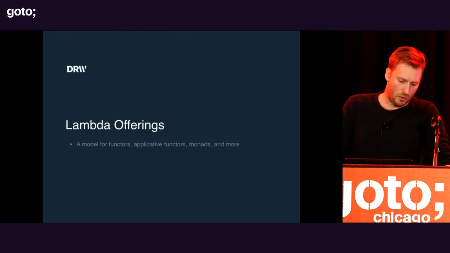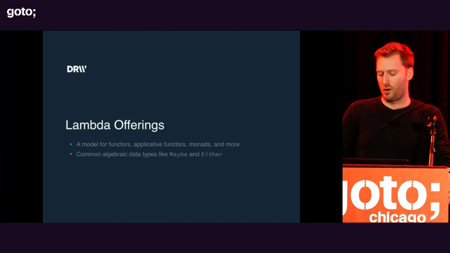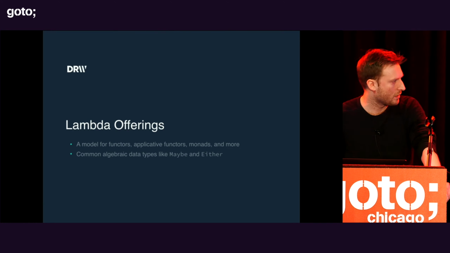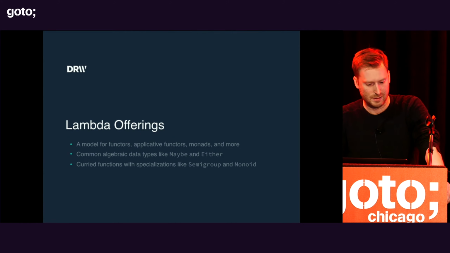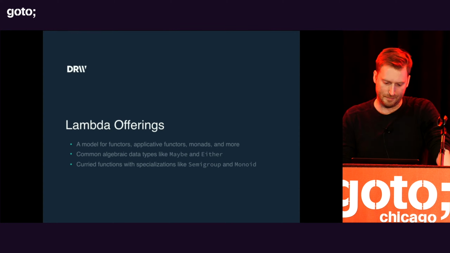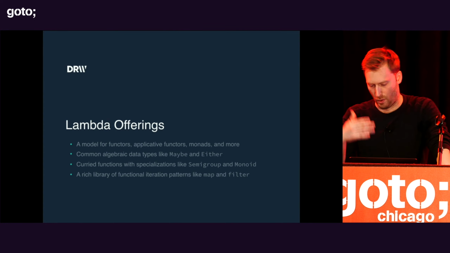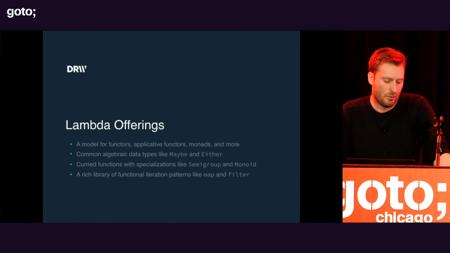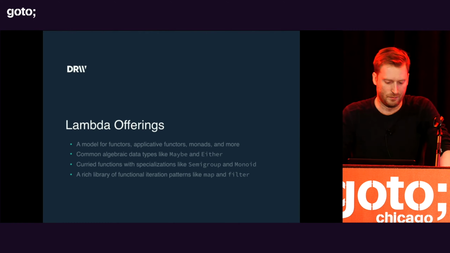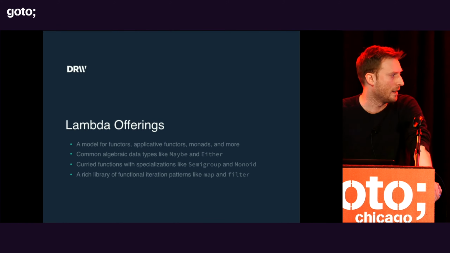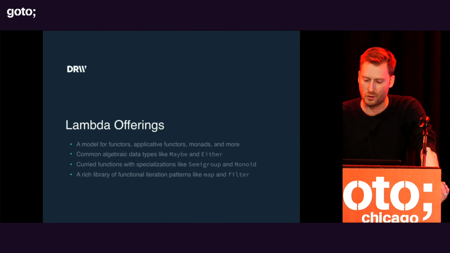Lambda offers a model for functors, applicative functors, monads, and all kinds of other crazy stuff. Common algebraic data types like maybe and either, and plenty of others. Curried functions with specializations like semigroup and monoid, which we're going to take a look at. And what curried functions are, for anyone who doesn't know, we'll talk about that. Maybe this is a bit self-gratifying, but I think it's a relatively rich library of functional iteration patterns, and open to pull requests if you come up with an interesting one.